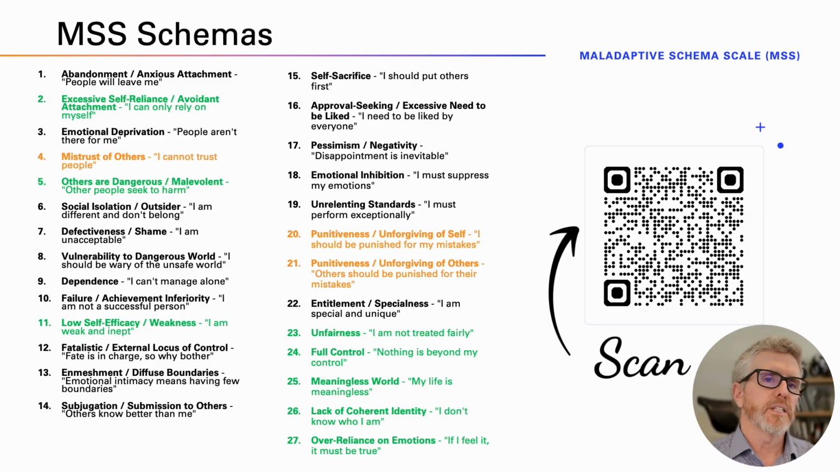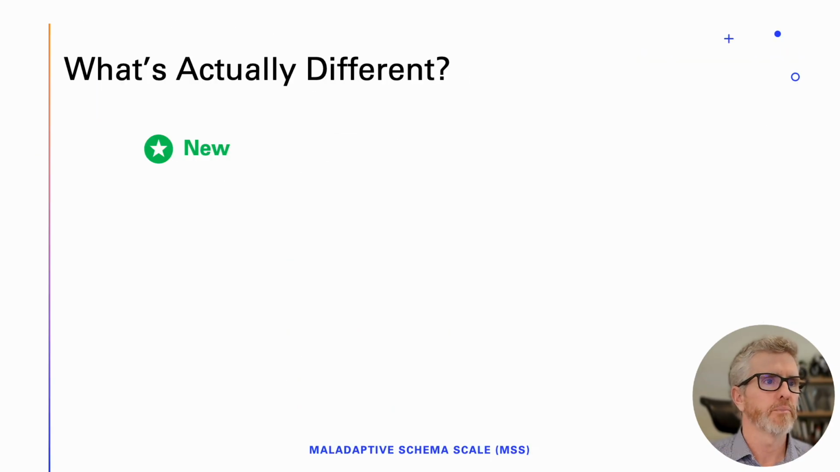So here are all 27 schemas in the MSS. You can use this QR code to see the full list for your reference. The green ones are completely new, not in previous assessments at all. The orange ones are refined. We've maybe taken other people's recommendations for separation, or separated existing schemas that are assessed in other measures into more clinically useful distinctions. So let me go into a little more detail on these new and refined features.